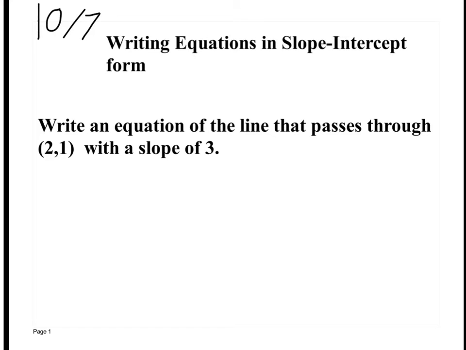Today what they're going to do is they're going to give you two things. They're going to give you the slope and the point that it passes through. Instead of the y-intercept, they'll give you a point it passes through. So what we've got to do is figure out what the y-intercept is. So remember this, y equals mx plus b.